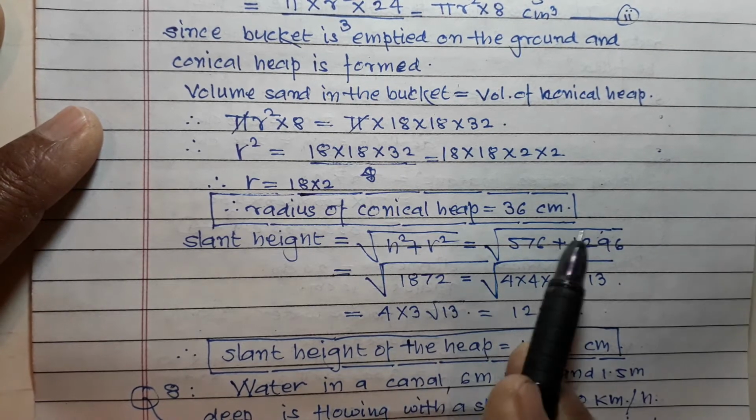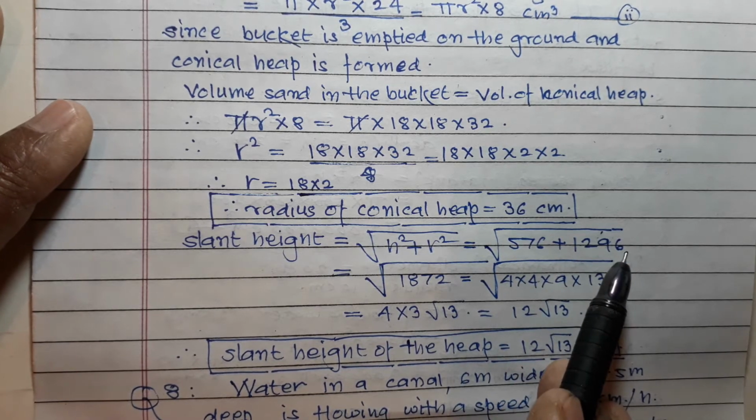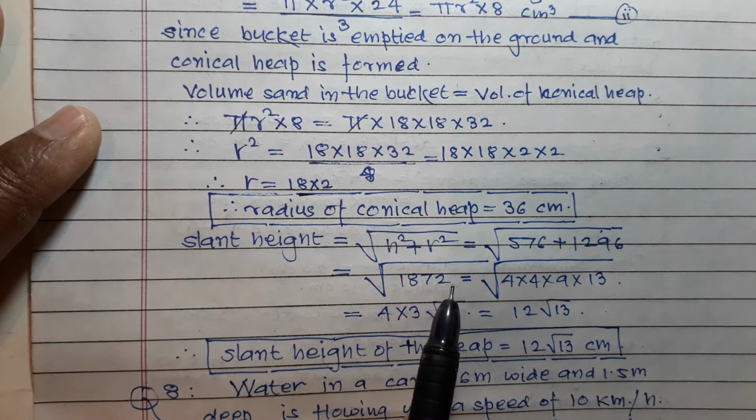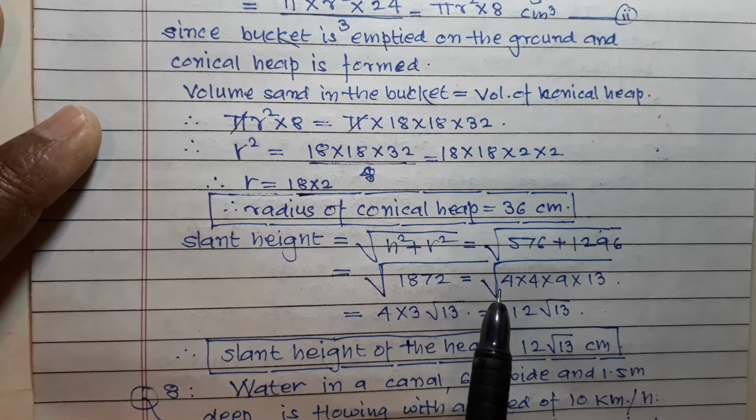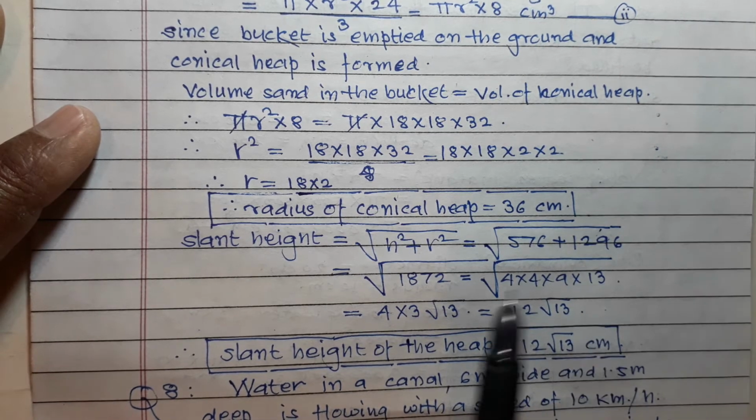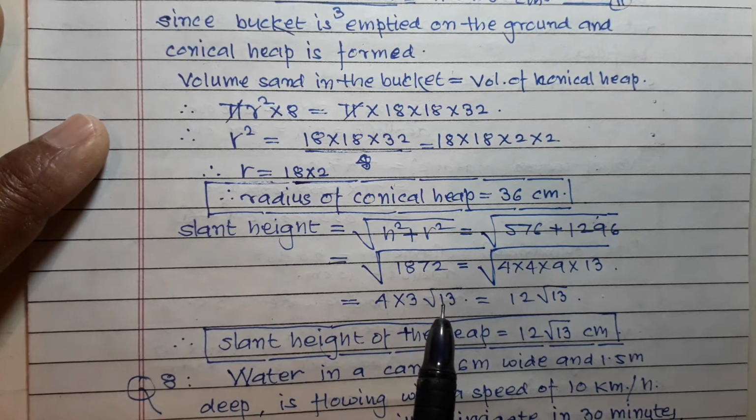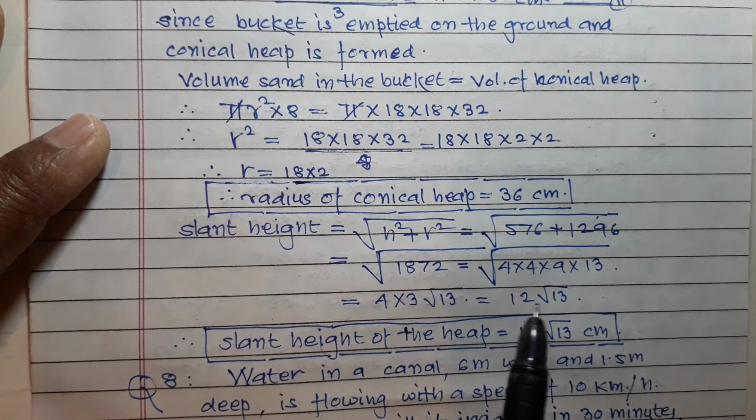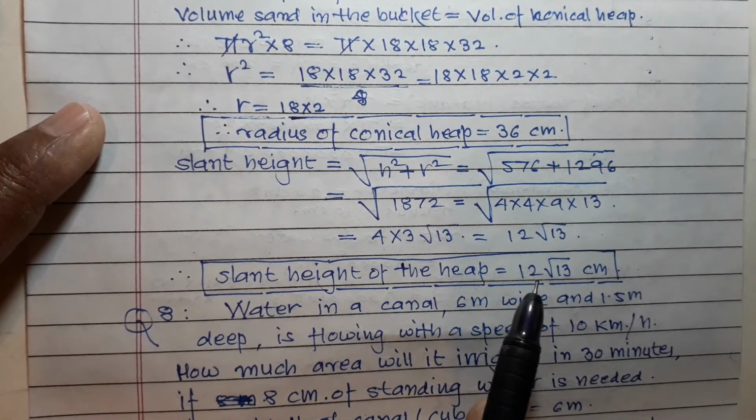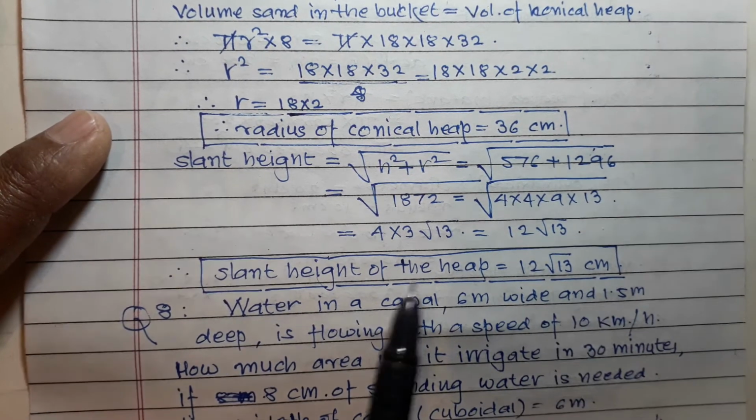So it is equal to under root 576 plus 1296. If you add this, you will get under root 1872, which is equal to under root 4 into 4 into 9 into 13, and hence slant height is equal to 4 into 3 into root 13, that is 12 root 13, and hence slant height of the heap is equal to 12 root 13 centimeter. Okay.